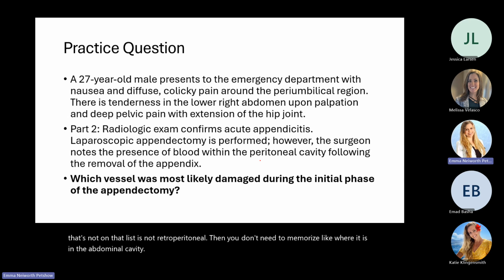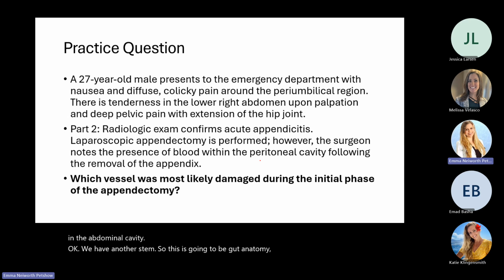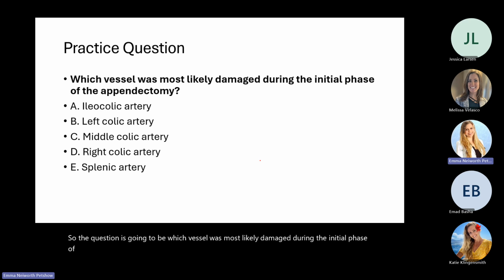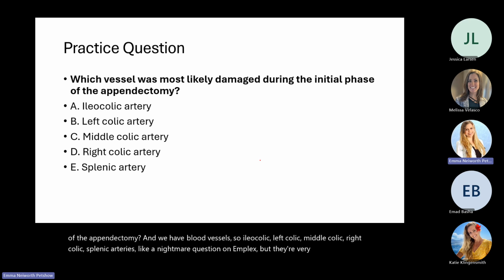Okay, we have another stem. So this is going to be gut anatomy, embryology, vascular supply. So the question is which vessel was most likely damaged during the initial phase of the appendectomy, and we have blood vessels. So ileocolic, left colic, middle colic, right colic, splenic arteries. It's like a nightmare question on NPLEX, but it's super common. Okay, so when we're looking at this, we need to know who supplies what. So we need to know who supplies the appendix, essentially.